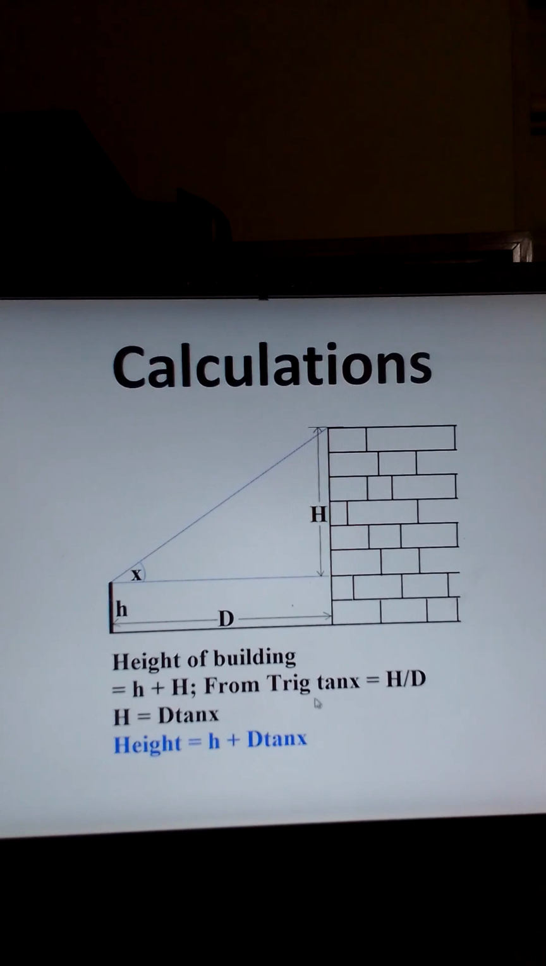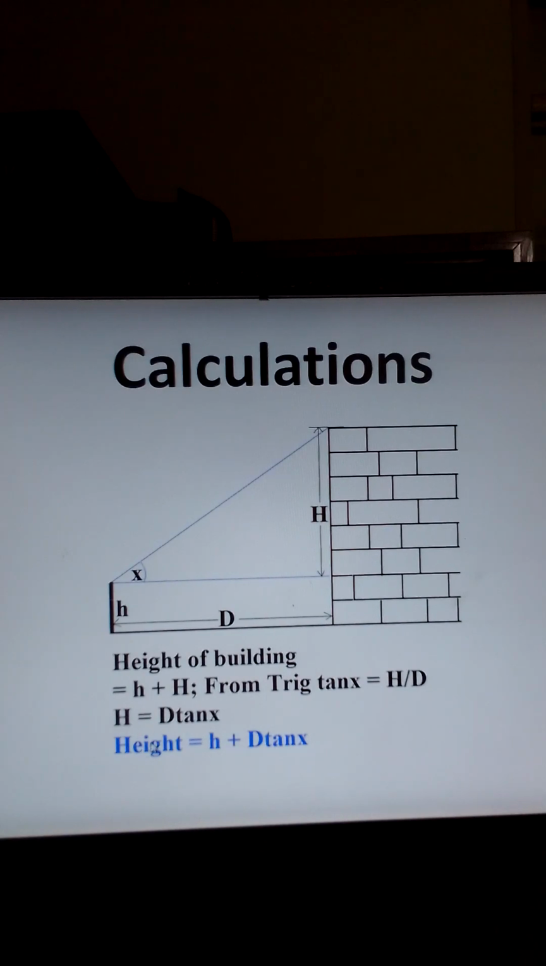Therefore, from trigonometry, we know that the tangent of X is equal to capital H over D. Now to find H, we multiply D by both sides. So we find that H is equal to D times the tangent of X. So now we have found the value of H.